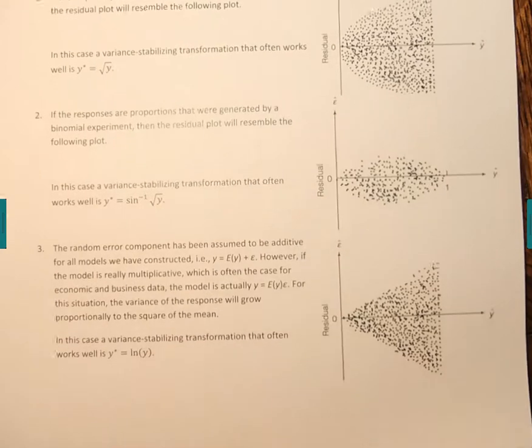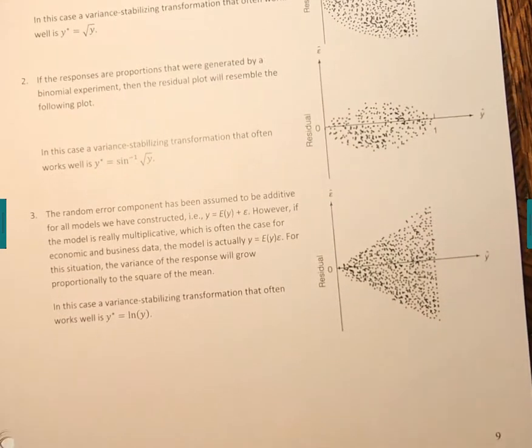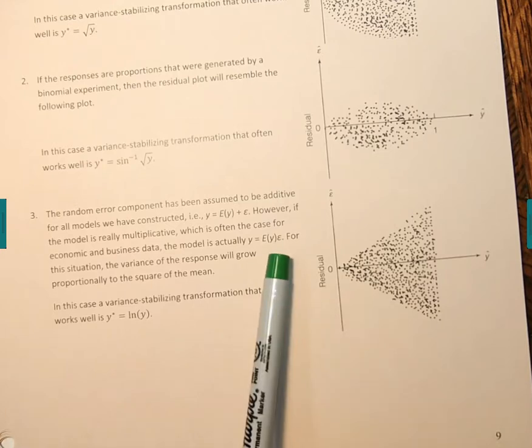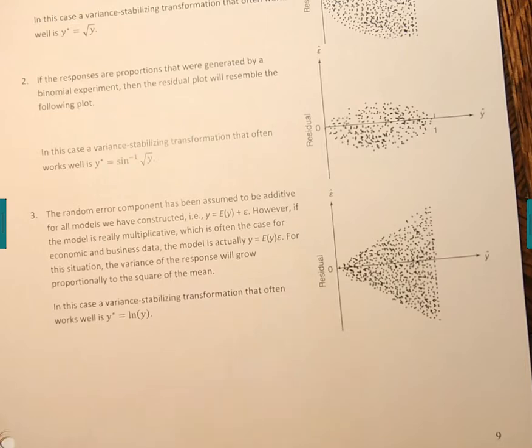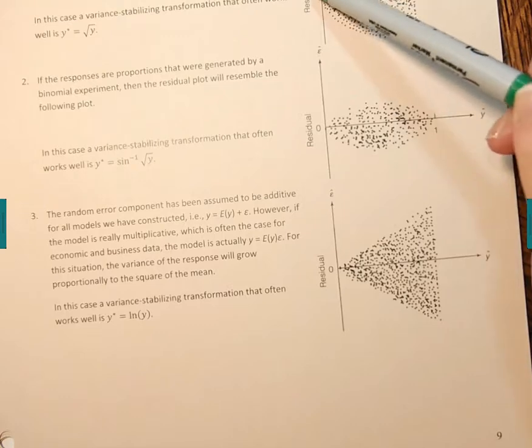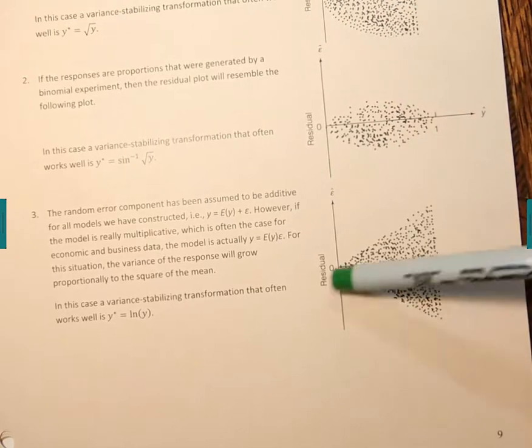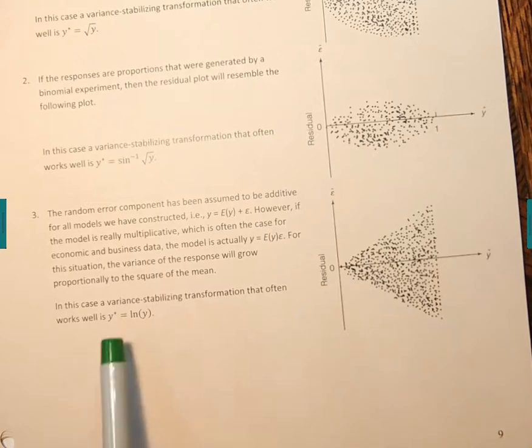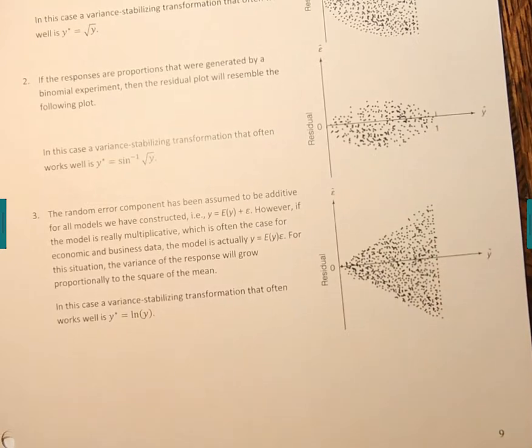A third one that we could look at is if the random error component has been assumed to be additive for all the models that we have constructed. In other words, the expected value of y plus epsilon gives us y. However, if the model is really multiplicative, meaning y is equal to the expected value of y times epsilon instead of plus, we end up with plots that look like this. Notice this one is similar to the previous one, except instead of that growth being curved, it's more of a straight line. And in this case, here is the transformation that we can use.